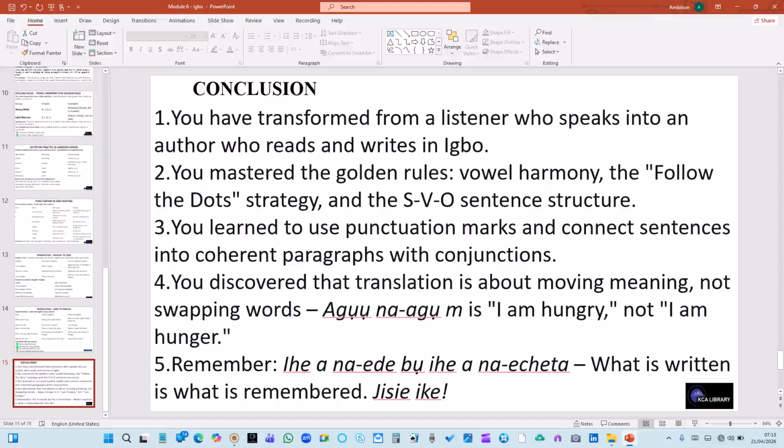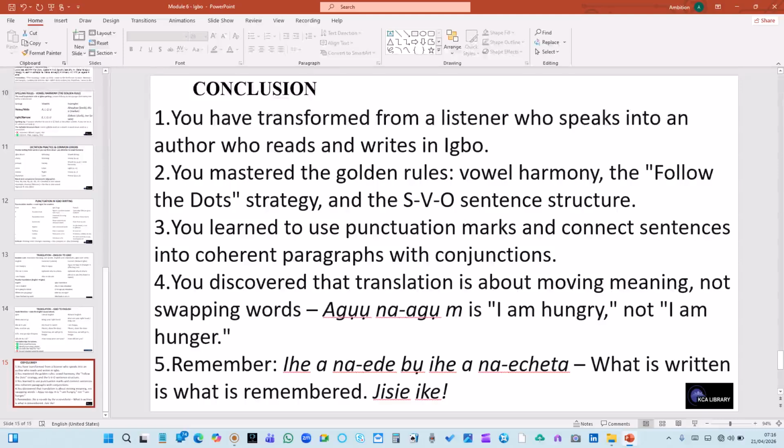In conclusion, you have transformed from a listener who speaks into an author who writes and reads in Igbo. You mastered the golden rule, vowel harmony, the follow-the-dot strategy, and the subject-verb sentence structure. You learned to use punctuation marks and connect sentences into coherent paragraphs with conjunctions. You discovered that translation is about moving meaning, not swapping words. Agụ na-agụ m is I am hungry, not I am a hunger.